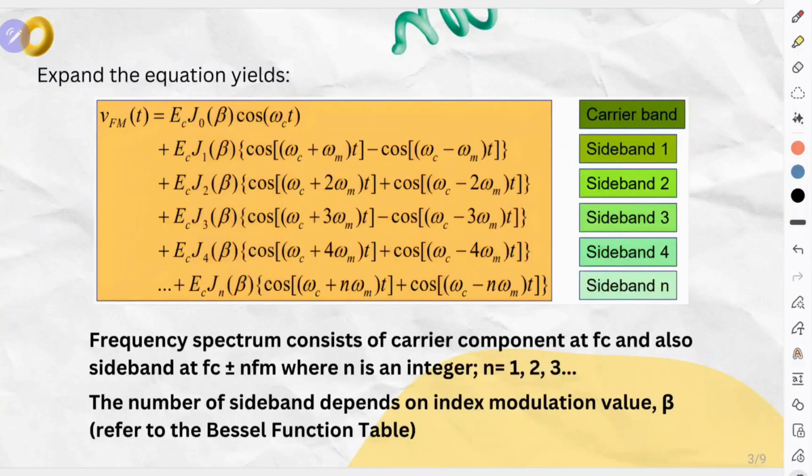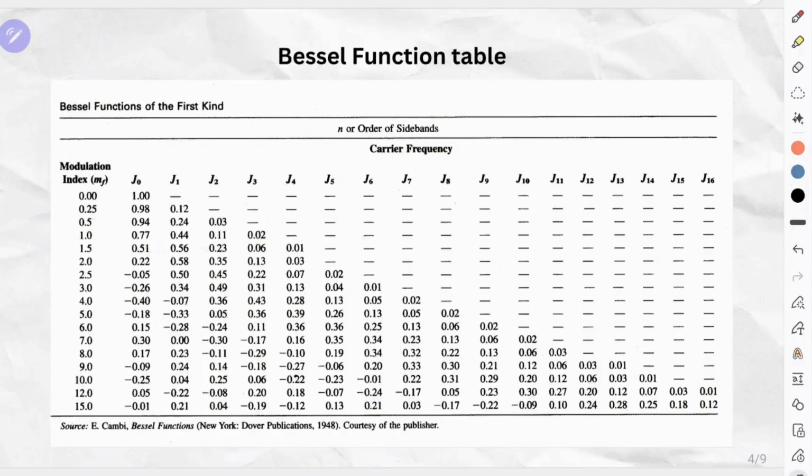When we explain the FM equation, we can see that FM produces a carrier component at the carrier frequency and multiple sidebands at frequency fc plus n fm, where n is an integer. Unlike AM, FM theoretically produces an infinite number of sidebands. However, the number of significant sidebands depends on the value of beta. To determine how many sidebands are meaningful, we use the Bessel function table, which shows the amplitudes Jn of beta. This value indicates how much power each sideband carries. As beta increases, more sidebands carry significant power.